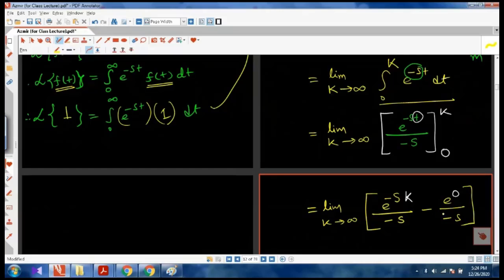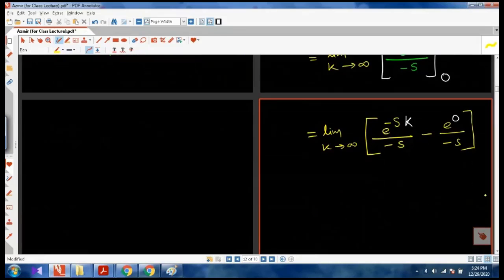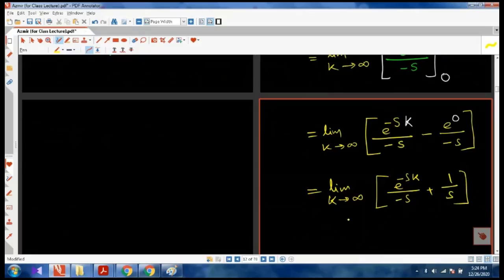I am solving just with the concept of integral calculus. I think you are understanding. So k tends to infinity of minus e to the power minus sk over s, and negative negative is positive, 1 over s. So now this is the time to input the k value. Here we have k, so we have to input this limiting value.